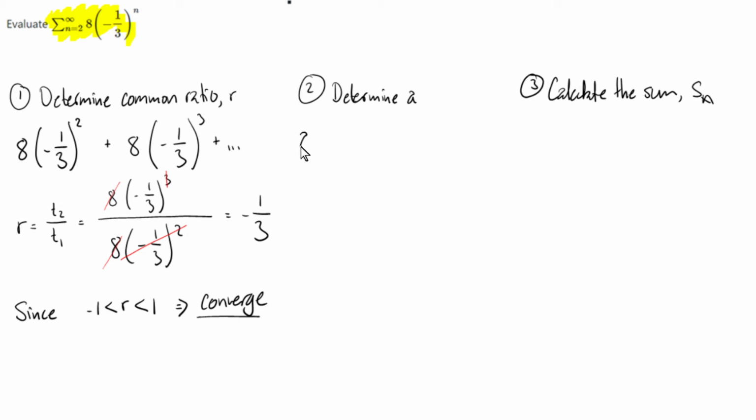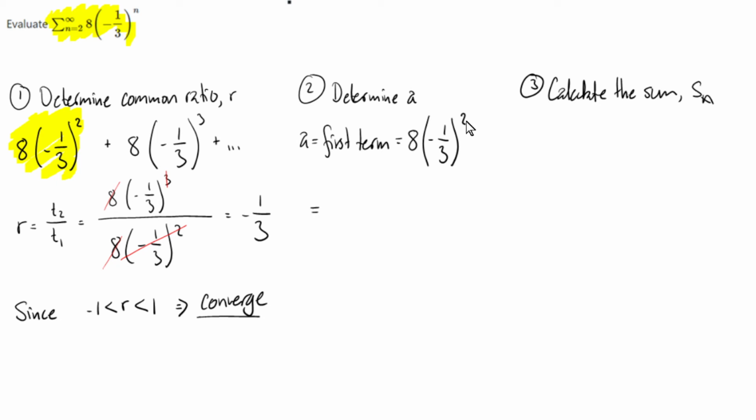The a, well, that's the first term. So a equals the first term, and in this case, the first term was this one right here. So it's going to be 8 times (negative 1/3) squared. Now we can evaluate this, so it's going to be a little bit shorter and cleaner.